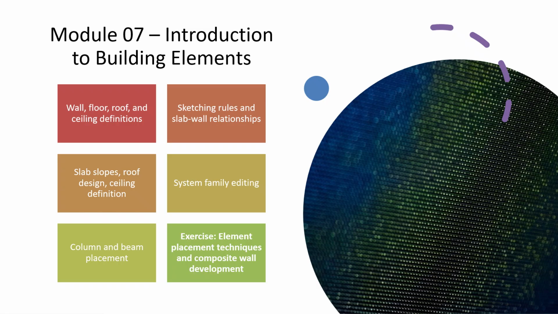We then move into column and beam placement, essential for structural coordination and load-bearing design. The exercise for this module focuses on element placement techniques and the development of a composite wall, combining multiple layers and materials into a single intelligent assembly. This module is all about mastering the building blocks, learning how to place, shape, and customize the elements that form the backbone of your Revit model.